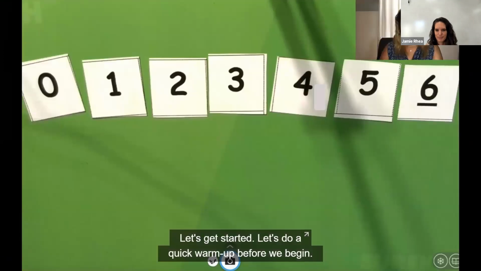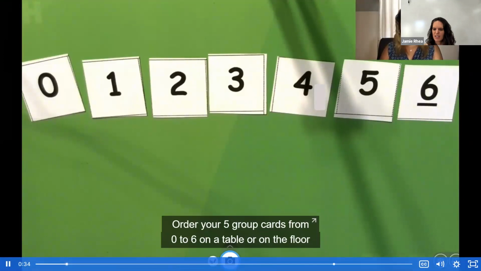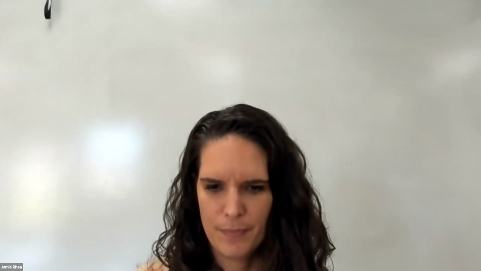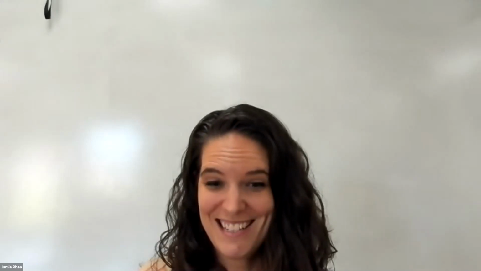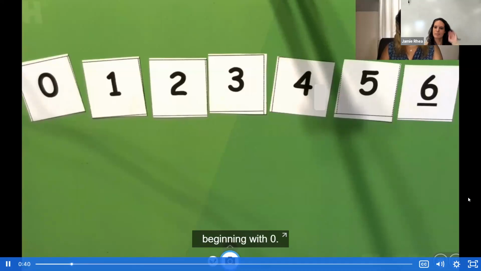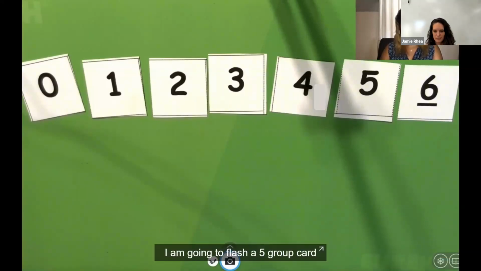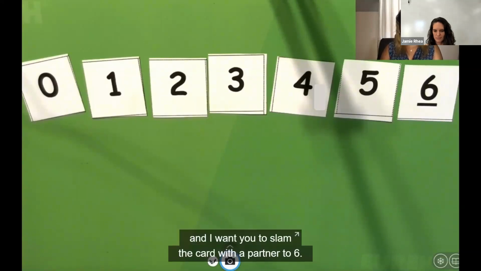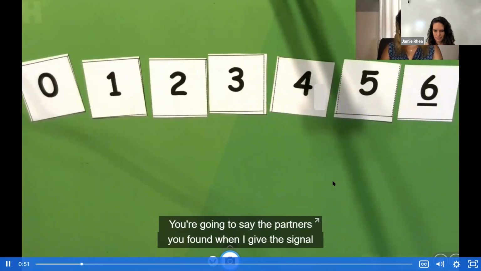Let's get started. Let's do a quick warm-up before we begin. Slam to 6. Place your cards on a table or on the floor, beginning with 0. I am going to flash a 5 group card, and I want you to slam the card with the partner to 6. You're going to say the partners you found when I give the signal.